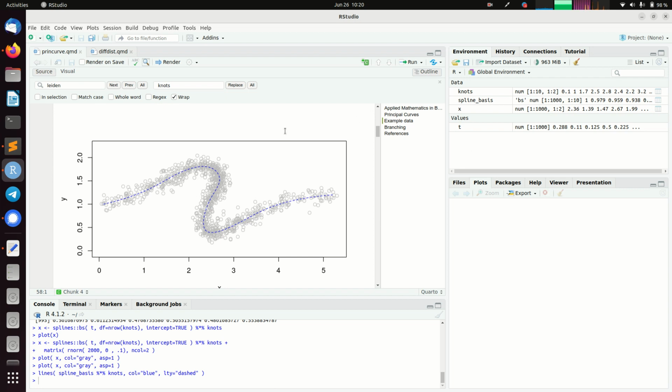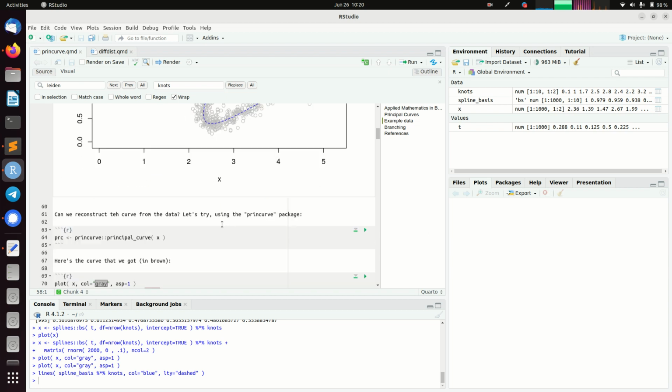And our job to do this is, of course, projecting onto the curve is easy. We just find the point on the curve which has the shortest distance to the data point. But actually it's not that easy, but we will skip over how to do that for lack of time. But we first need to find the actual curve. And this is where this principal curve package comes in.